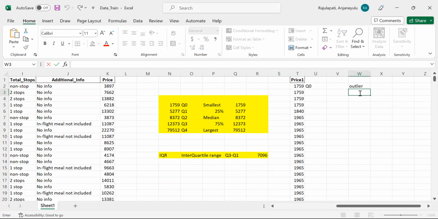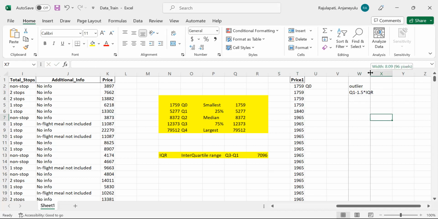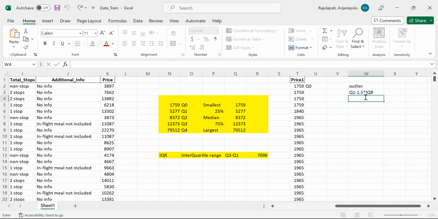For calculating the outliers, we have a formula: Q1 minus 1.5 into IQR. This is one formula, you have to remember it. This is the lower limit, if you want to find the outliers at the smaller side. And the second formula, if I want to find the outliers at the larger side, is Q3 plus 1.5 into IQR.